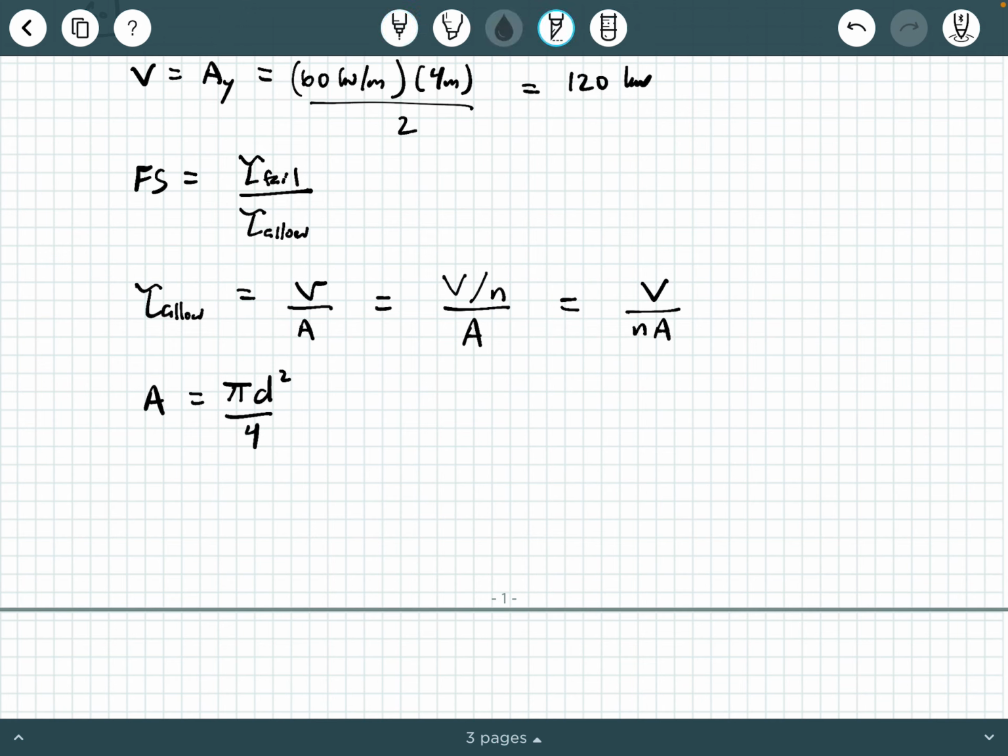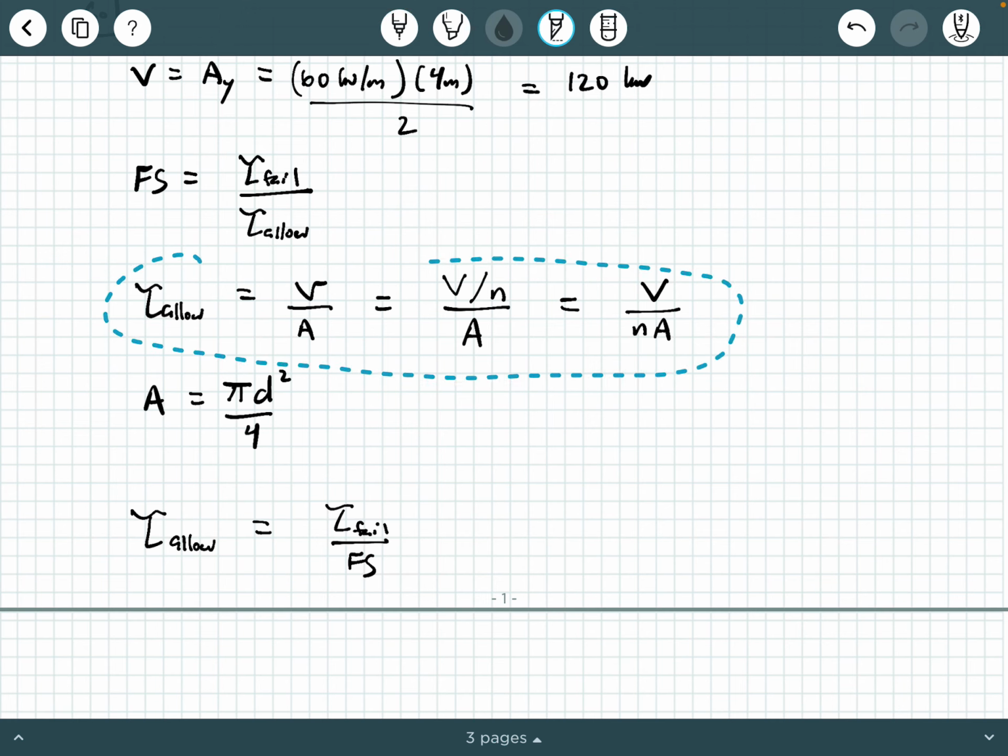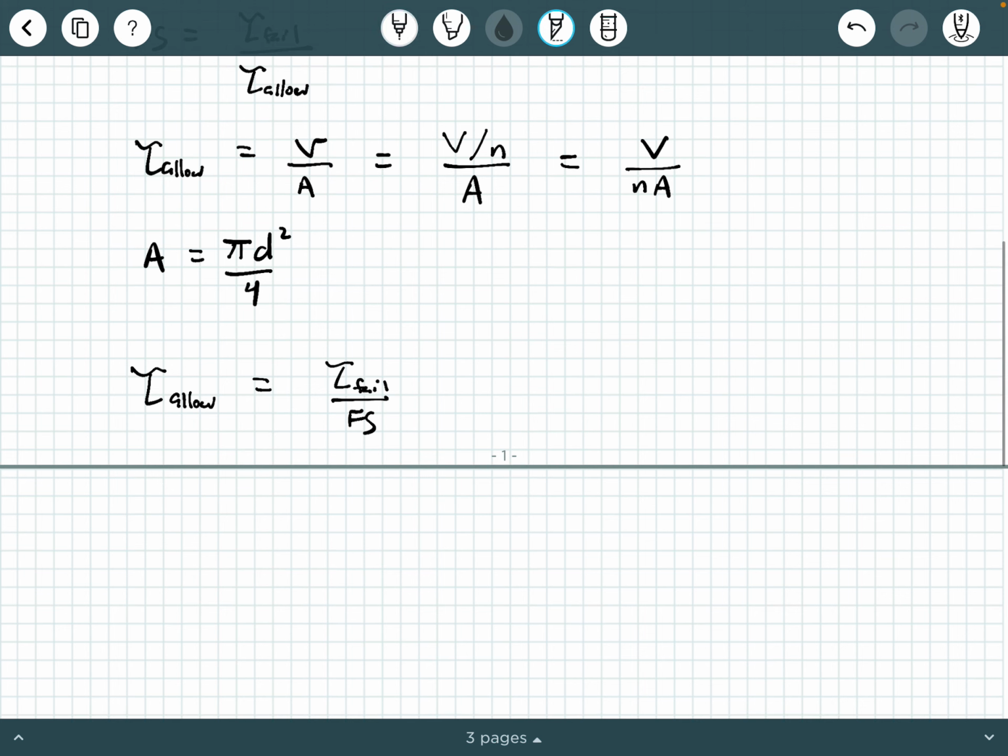So I'm going to take this factor of safety equation and rearrange it. I'm going to say tau allow equals tau fail over factor of safety. Now, what do we have here? We have two equations for tau allow. We've got tau allow is this relationship. We also have tau allow is tau fail over factor of safety. So we can set these two relationships equal to one another because they're both tau allow, okay? So I'm going to say V over N times A equals tau fail over Fs, okay?